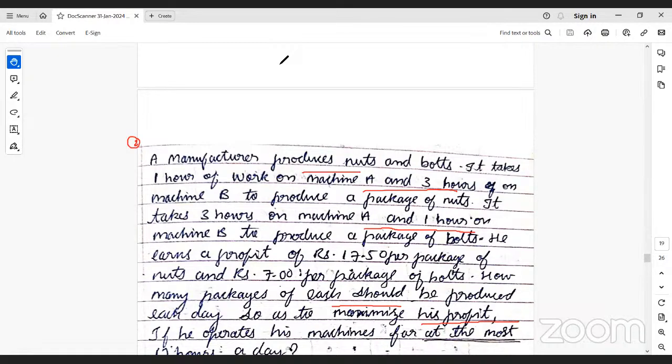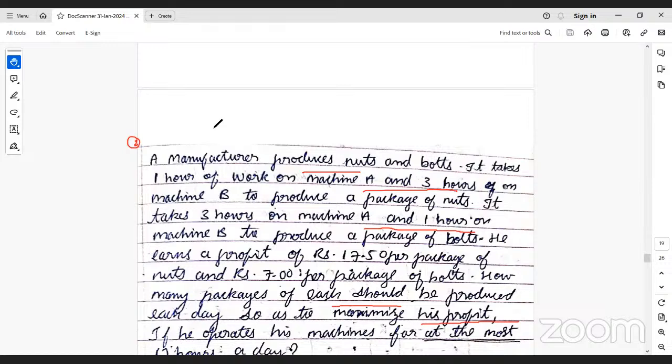Try to read it once again and try to tell me what must be X and Y. Anybody? So how to identify X and Y? I told you, what is asked, you need to check that first. How many packages of each should be produced each day so as to maximize his profit. If I want to calculate the profit, I require what packages are produced. So the question is for how many packages.